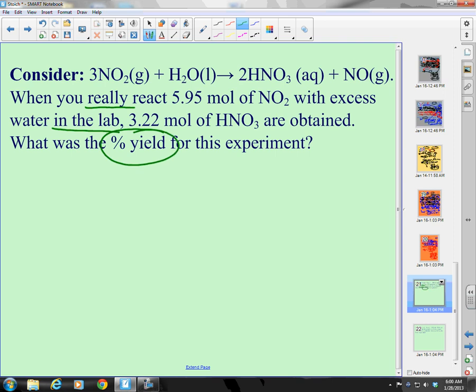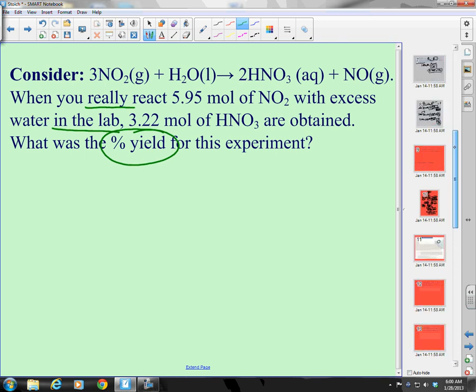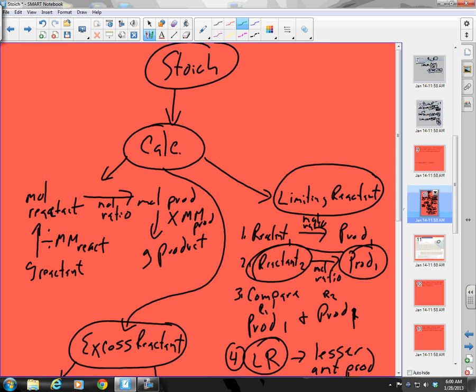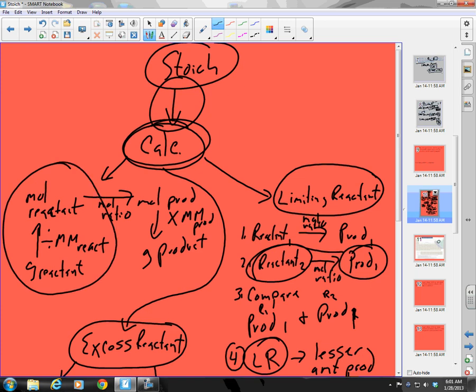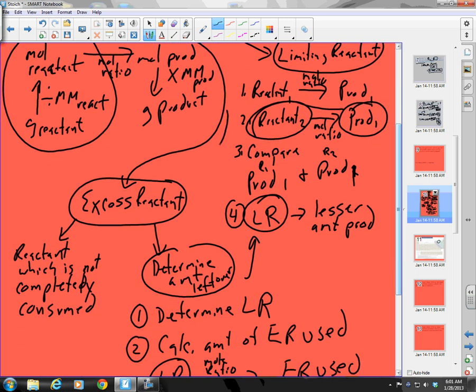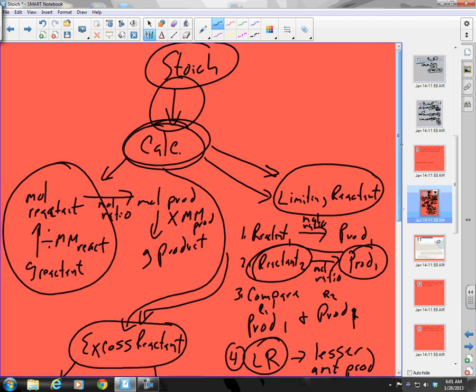Percent yield. I am not familiar with us discussing this yet. Well, we haven't. So let's go to our page of notes. Wow, that looks scary, doesn't it? Yes, it does. We have stoichiometry, and from stoichiometry we go to calculations within stoichiometry, and we talked about some general calculations of moles and grams to moles to grams, and then we talked about limiting reagents, and then we talked about excess reagents. Let's go with a different color too. Let's go blue.